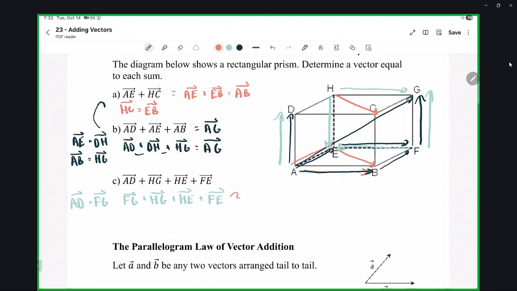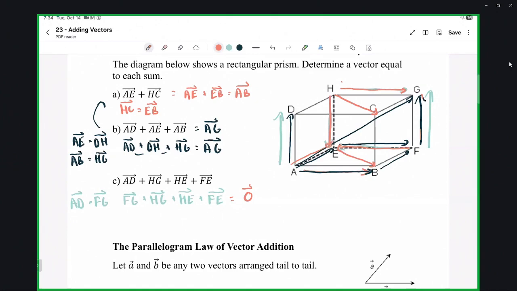I have to switch to a different color just so it's easier to read. If you notice here, we have vector HG goes in this direction, and then we go back. Similarly, we have vector HE, and then we go back. So meaning we didn't get anywhere. So this is actually just the zero vector in disguise.